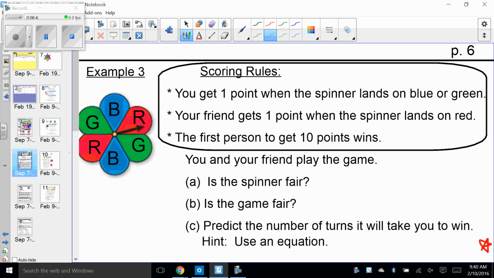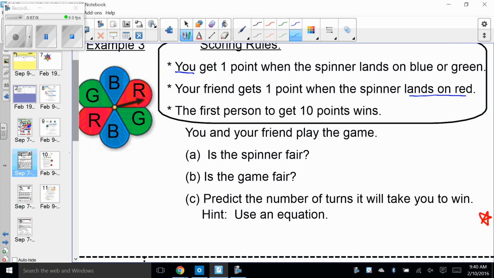Okay, meet me on the top of the next page, example number 3. So let's go ahead and talk about a real game. So here's our game. You can see the spinner has 2 blues, 2 reds, 2 greens. You get 1 point if the spinner lands on blue or green. Your friend gets 1 point if the spinner lands on red. The first person to get 10 points wins the game. So let's go ahead and answer some questions. First of all, is this spinner fair?